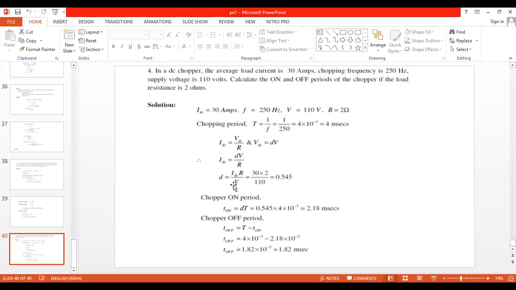Okay. Now, we have calculated the duty cycle, but they are asking to calculate the on and off periods of the chopper. So chopper on period, that is T on. Again, formula is the same. T on is equal to del into T or D into T, which is equal to 2.18 milliseconds. And T off, what is it here? We already know T is equal to T on plus T off. T off is equal to T minus T on. Already we have calculated the T. So we are going to obtain the T off. Just substitution of the values.